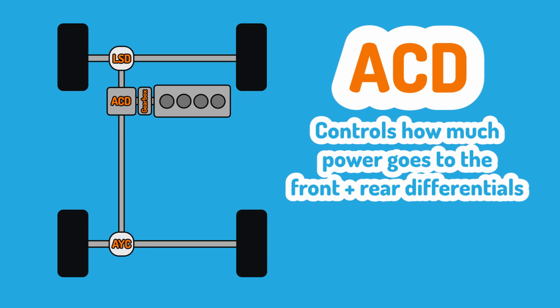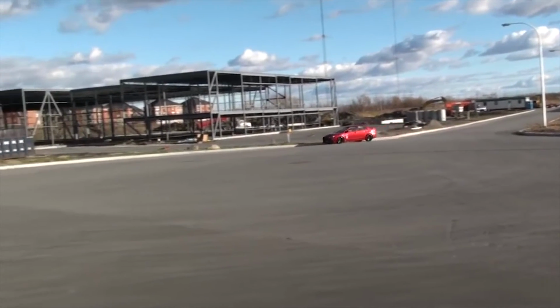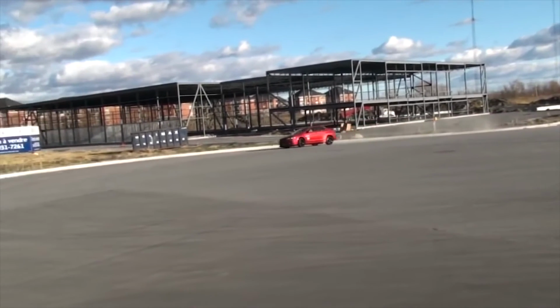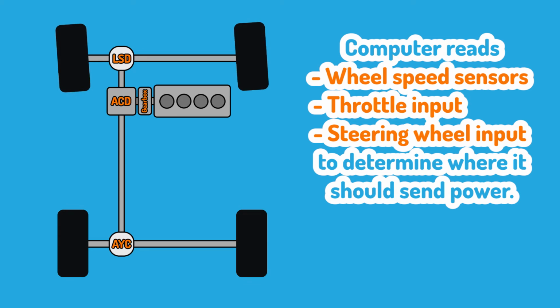So let's say for example then that the car is going around a corner and due to say driver error, the car is beginning to understeer. The computer can detect this from wheel speed sensors, throttle input and steering wheel input, and it can actually do something about that and attempt to correct it. So what it will probably do is it will lock up a clutch pack in this active center differential, and it will send more torque to the rear.